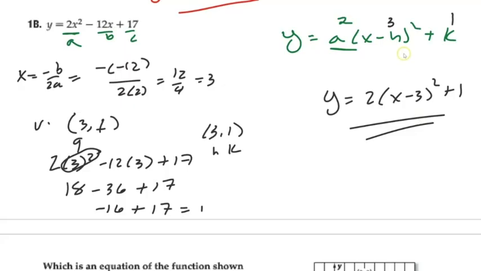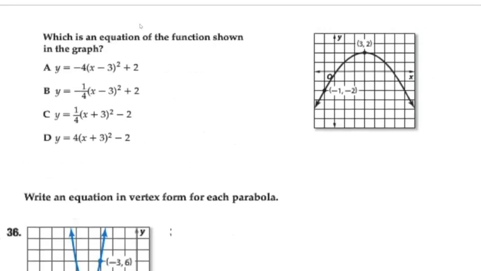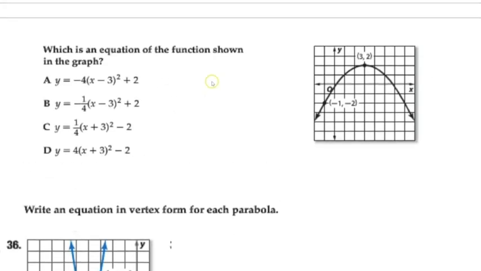Just find the vertex, it's your h and k, like we've been doing since section 1, and then your a is the same a as right there. Let's go to this one real quick. I just want to see this one. Now look at this one. It's like an SAT question. You're just trying to match which one of these is that graph. First thing I want you to notice, it's opening down.